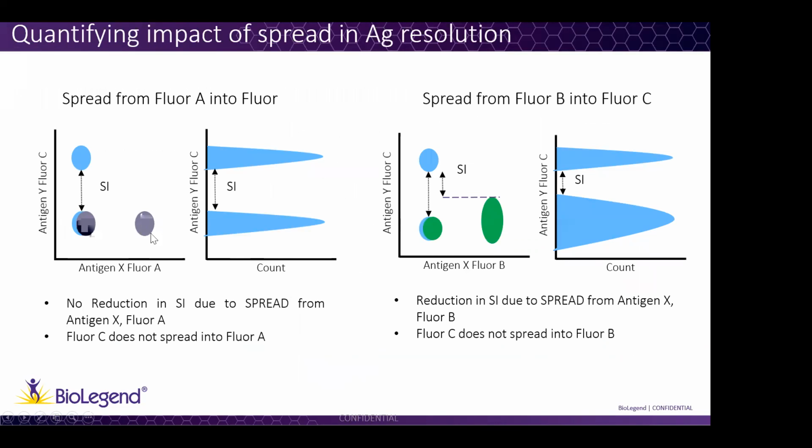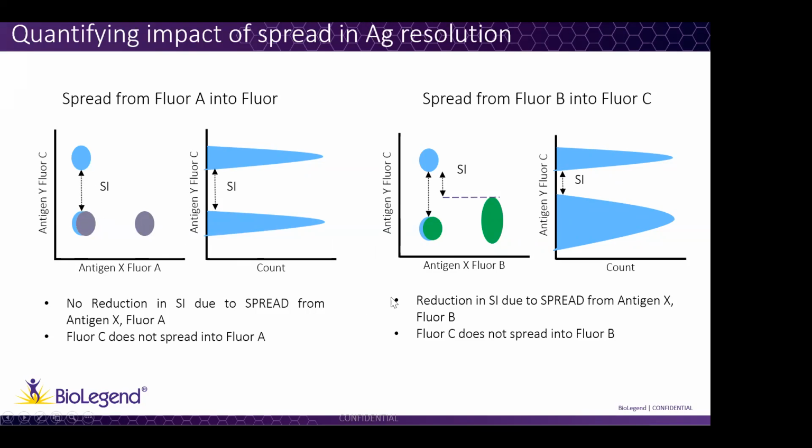This is just another way to illustrate this. So we have antigen Y stained with fluor C and antigen X stained with fluor A. This is a nice situation. There is no spilling or spreading, and because everybody is nicely at their own places, there is no reduction in the staining index. So you can resolve these 2 fluors.